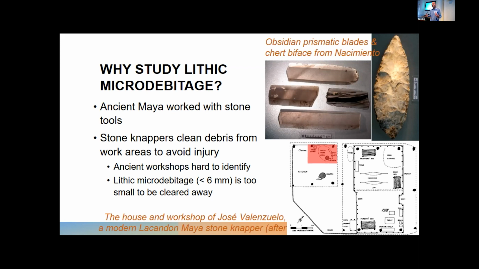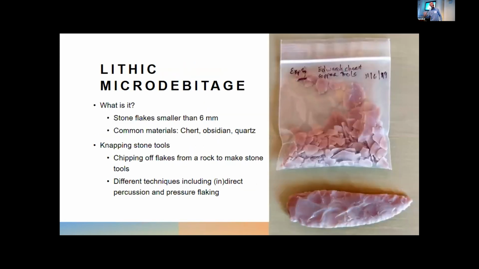And so basically, our understanding of where stone tools have been produced in the past is very limited because simply the workshops are cleaned out and there's no evidence except, and this is where I come in, all the tiniest fragments that are less than 6 millimeters. And so I'm interested in looking at these tiny fragments.